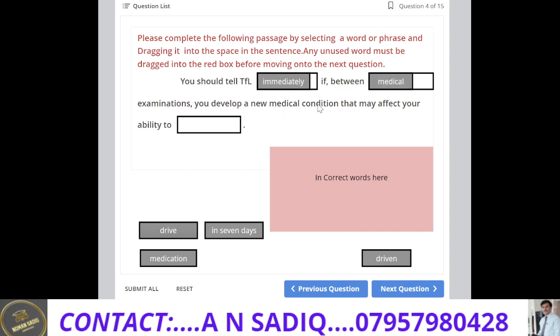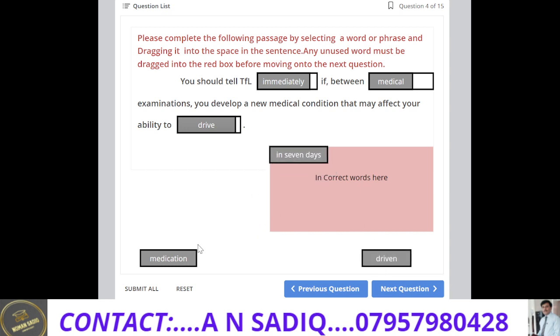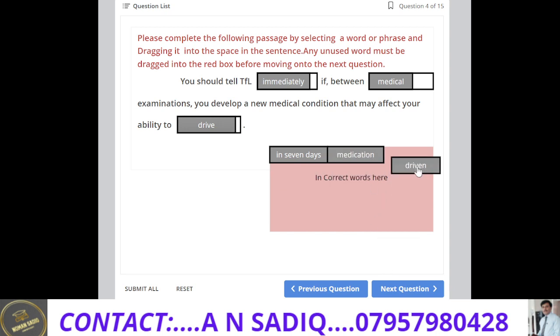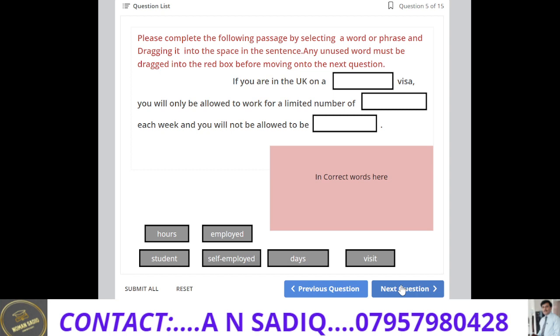You develop a new medical condition that may affect your ability to drive, not to driven. So driven is the third form. After to, there must be the first form. It should not be the third form. So please remember, here we will put the words like this, like this. Now again, I will jump to the next question.